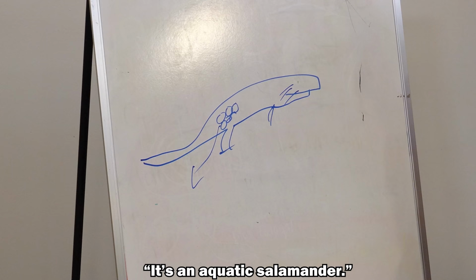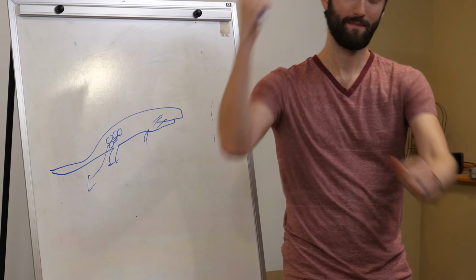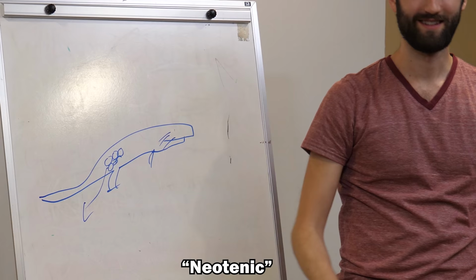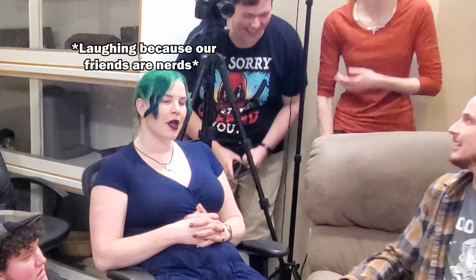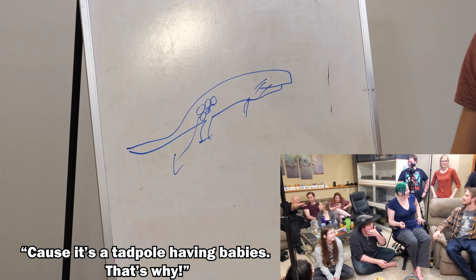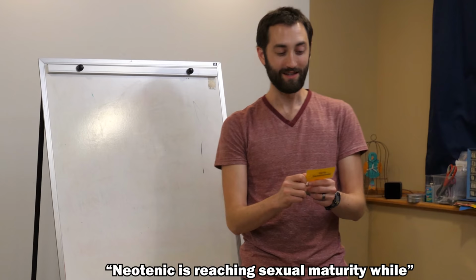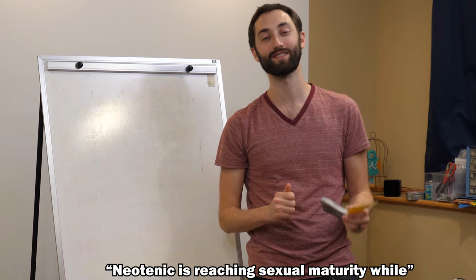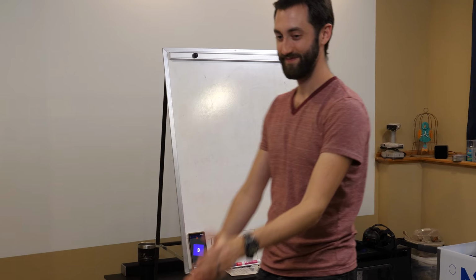It's too specific to be a salamander. It could have drawn a snake laying an egg. No, it clearly has external gills. It's aquatic. All right, I need to find an answer. Oviparous? No. Neotenic? I was going to guess neotenic. Why did you draw that? Oh, right, because it's a tadpole having babies. Neoteny is reaching sexual maturity while still in larval form, like in some salamanders. Nope.